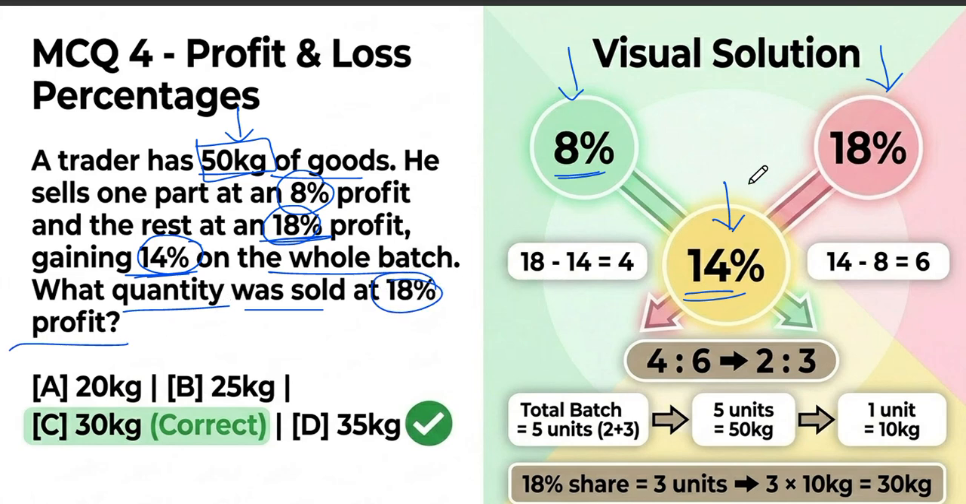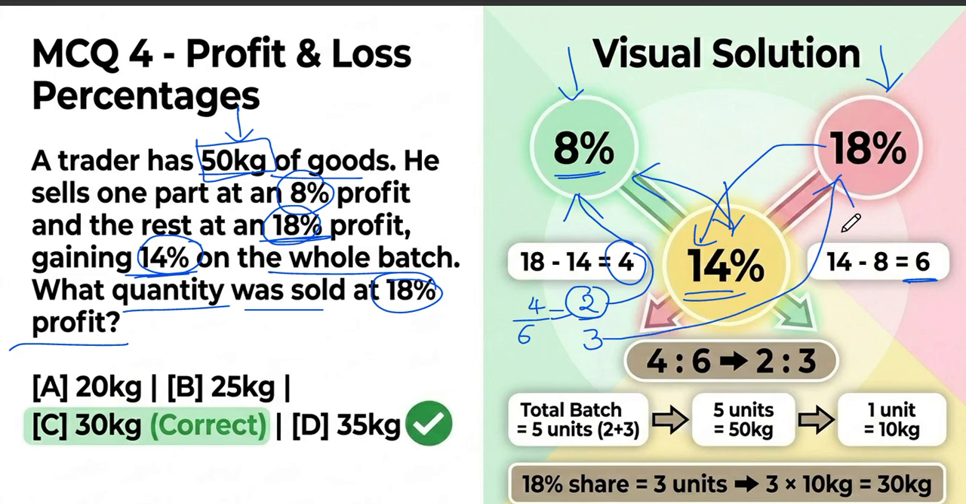So let's do the diagonal subtraction first. So 14 minus 8 is nothing but 6. 18 minus 14 is nothing but 4. So if we take the ratio, 4 upon 6, which is nothing but 2 upon 3. Okay. So this 2 is the part of 8% profit, and this 3 is the part of 18% profit. So what do we want? We want the quantity sold at 18% profit.